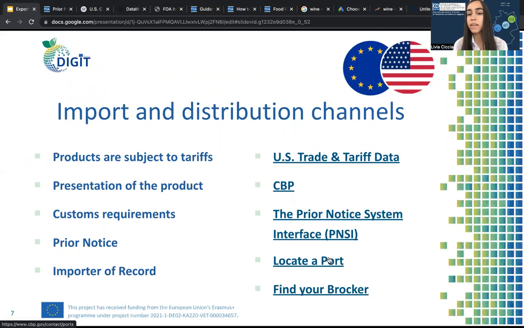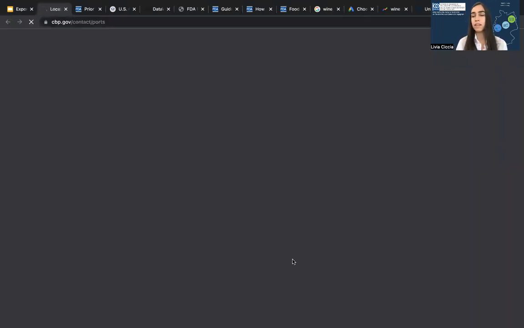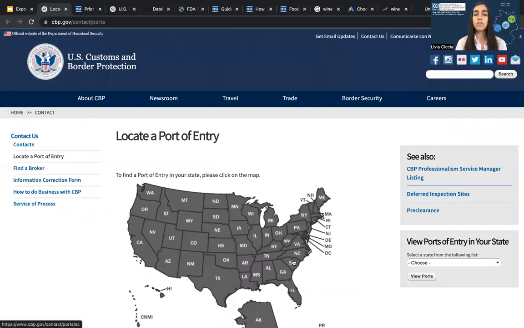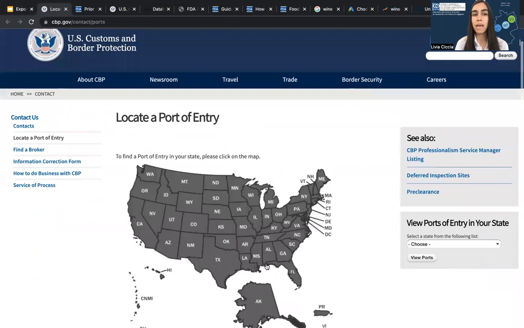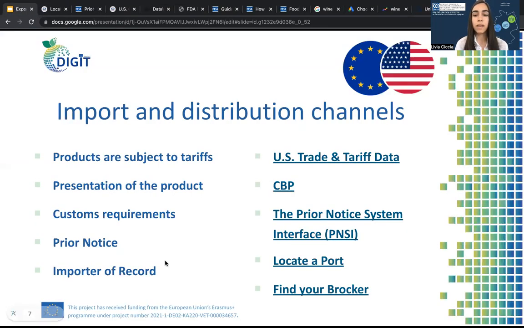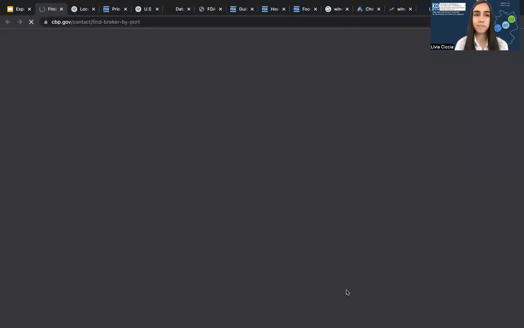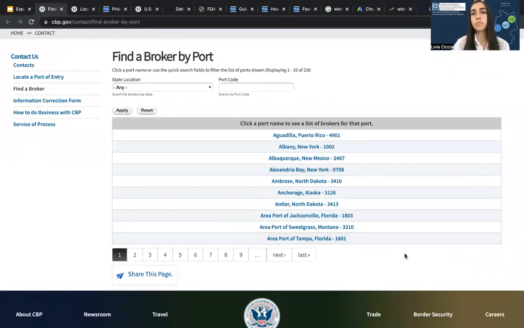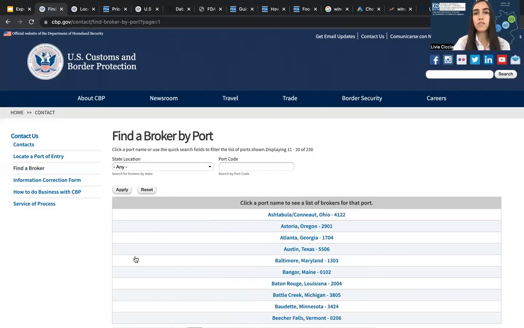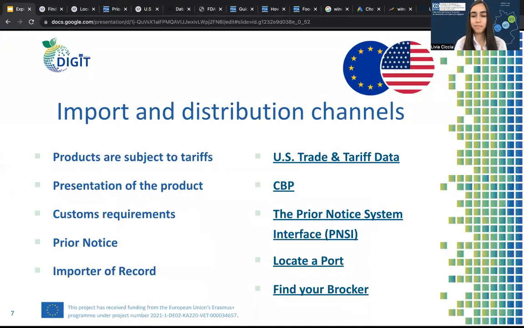Also, when trying to find the best location when exporting, you can look at the map, and when clicking at the map, you will have the possibility to find your broker. So for each port, you will have the possibility to find a specific agency that is willing to take your product from the port.